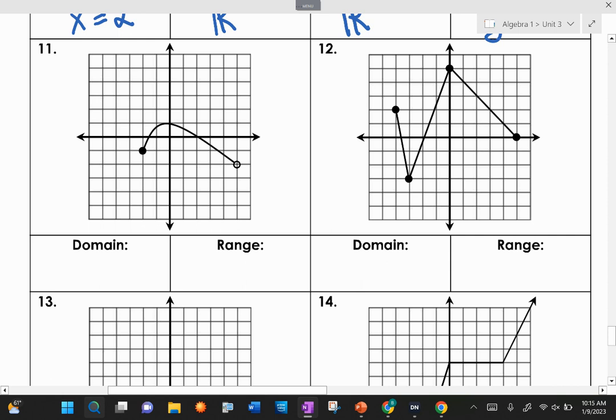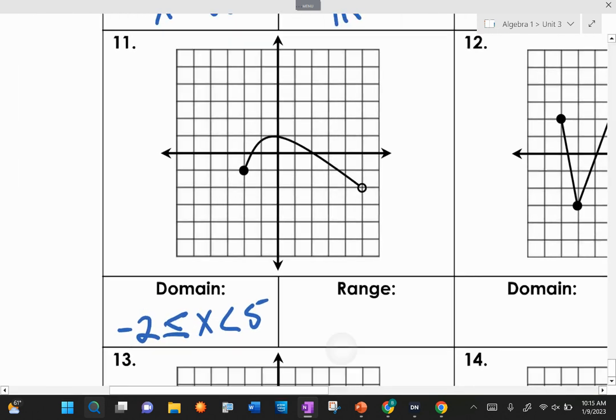Let me call on some people. Zoe, what'd you get for number 11? Jabron, what'd you get for number 11? Why is it like that? -2 is less than or equal to x, which is less than, what'd you say? So this is exactly how it should look. So what do we notice is different about this one?